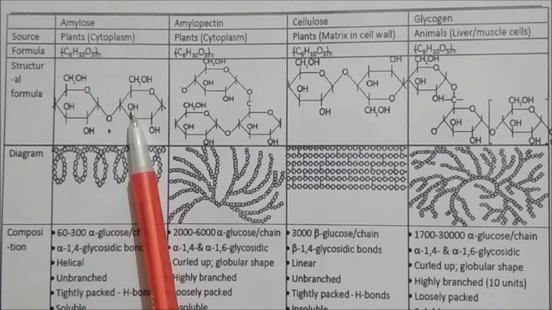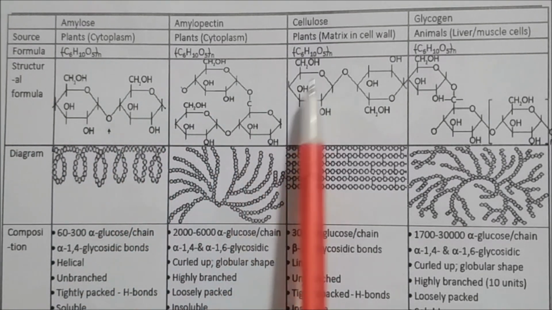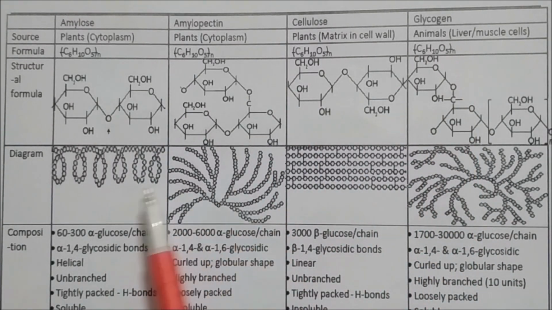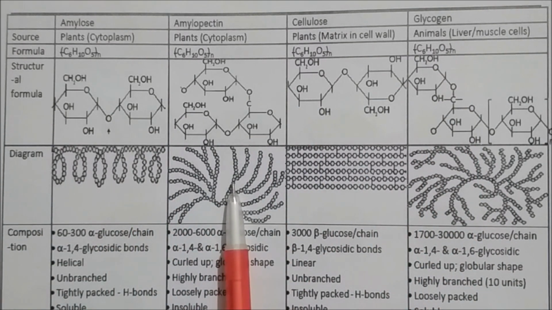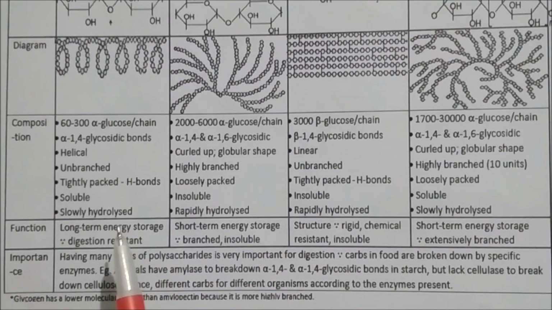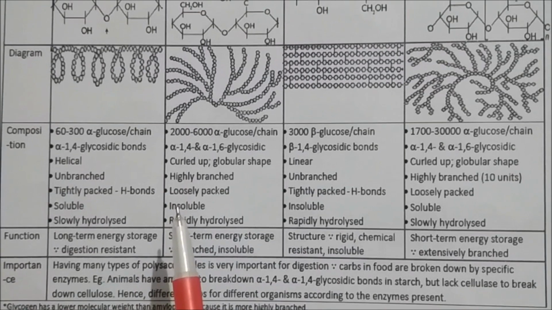This is the structure of amylose, amylopectin is branched. This is again linear. Again this is glycogen, more branched. The diagram we have also seen. Amylose, amylopectin, this is your glycogen. This is starch. And composition. If you see the composition, we have seen the composition.